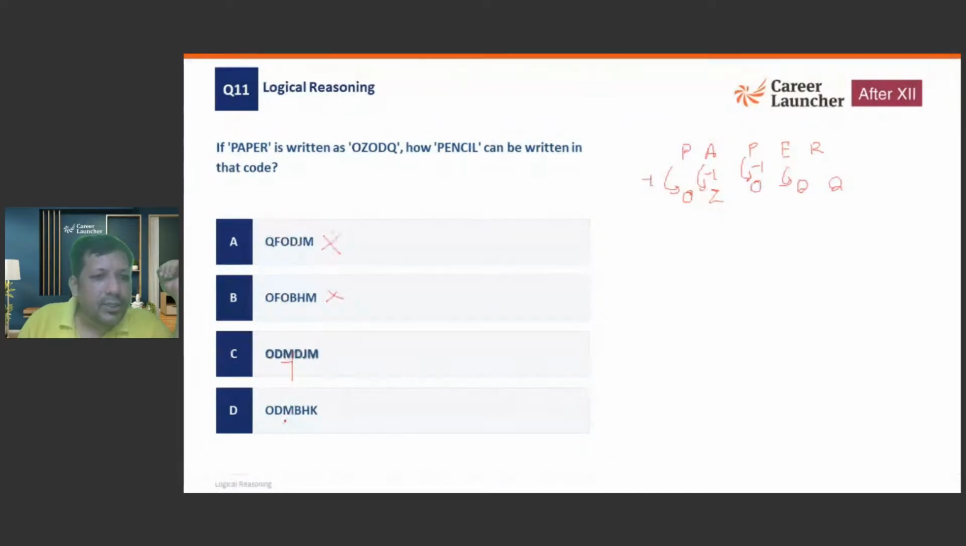Now the third letter, no need to calculate. Then the fourth letter is C, minus 1 is going to be B. That comes out to be option D. Very nice. This one.